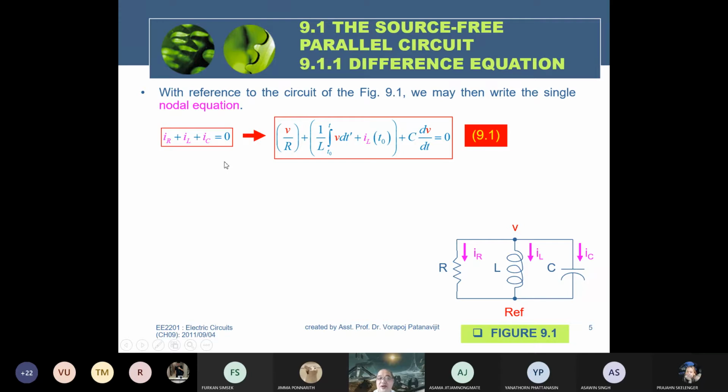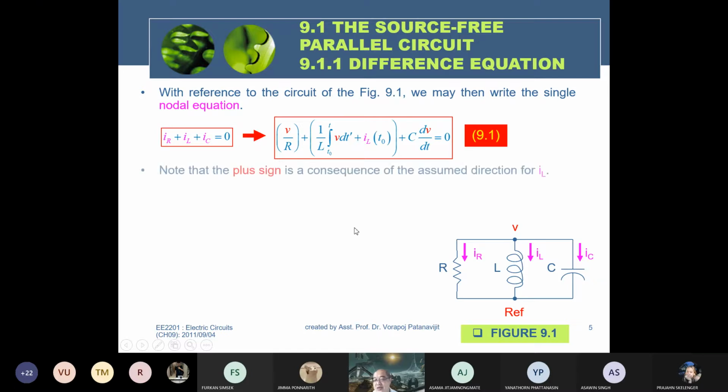With reference to this circuit, we may write the single node equation here. After that, you express every current in terms of V. I_R equals V divided by R. For I_L, it equals 1 over L integral of V dt, plus the initial condition. And the last one, I_C equals C dV/dt.